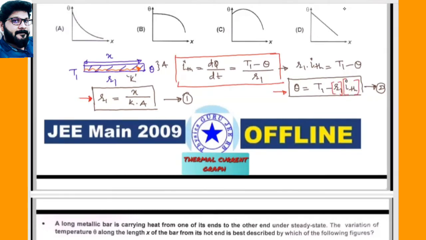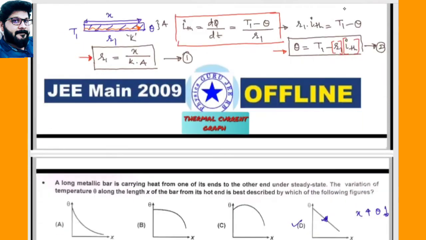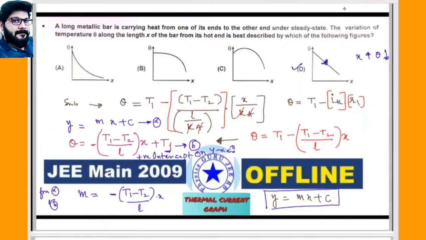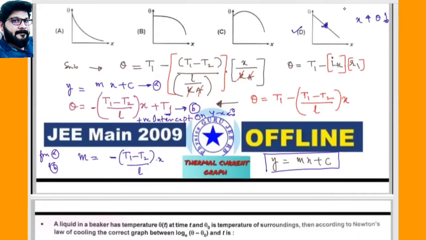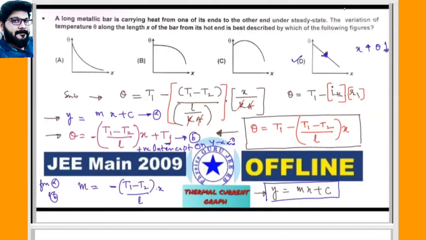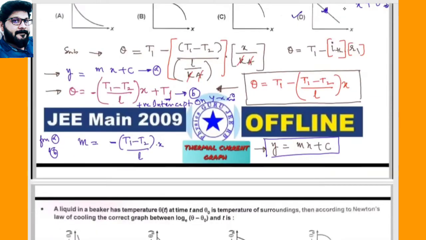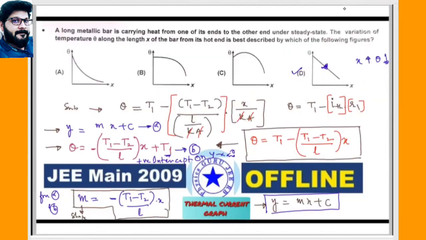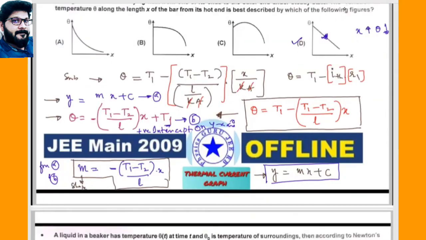Once I get this equation, I substituted R1 and the thermal current, and things get cancelled. Then we finally get the expression theta equals T1 minus (T1 minus T2) by L into X, which we arrange in the form of y equals mx plus c. Again I am comparing y equals mx plus c, with theta rearranged. This is nothing but the slope, a negative slope. So clearly a negative slope is possible only in option D. Hope this is clear to all.